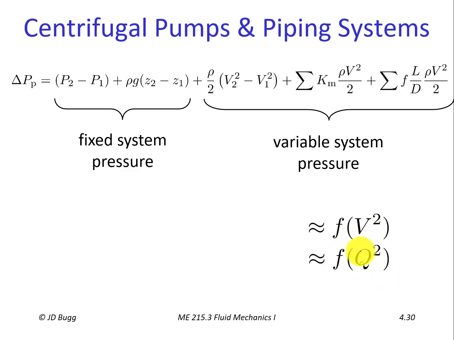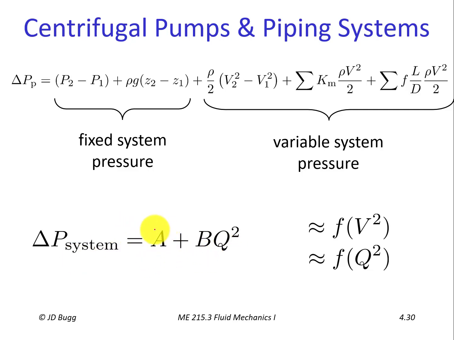Remember the connection between V and Q. Q is equal to V times A, the cross-sectional area of the pipe. So if you know one of those, you know the other. What this allows us to do is write the system pressure in a more compact form. So delta P system, which remember is the entire right-hand side, is A, so that's our fixed system pressure, plus BQ squared. So B would be all of these coefficients out in front combined together in an appropriate way. Okay, so notice that system pressure curves, because we're going to start to plot these next, are going to be parabolas.